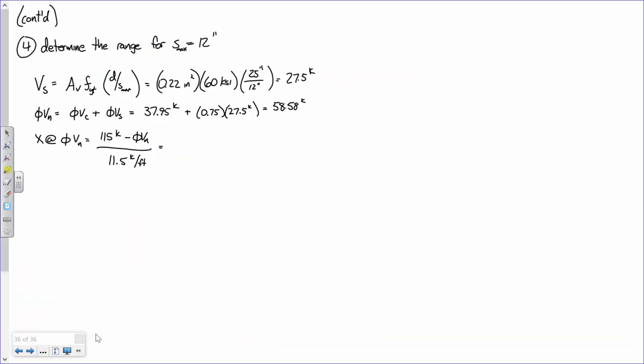Did that make sense? Everybody okay with that? So we've got 115 kips minus 58.6.